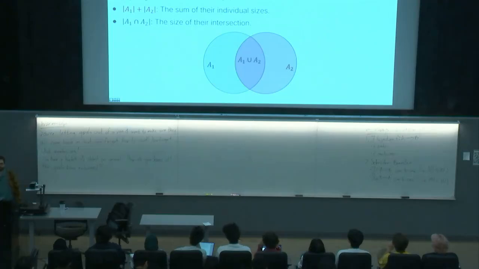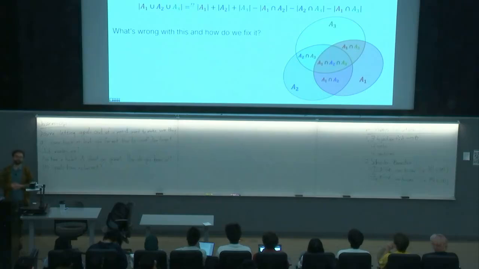And so what we're going to do in the next 18 minutes or so is try and show a formula for what happens if we have more than two sets. So we'll start with 3. Let's say we have 3 sets, A1, A2, and A3. We might say, okay, what we've got to do is add up the individual sizes of the sets and then subtract out all the intersections. But there's one little issue here.